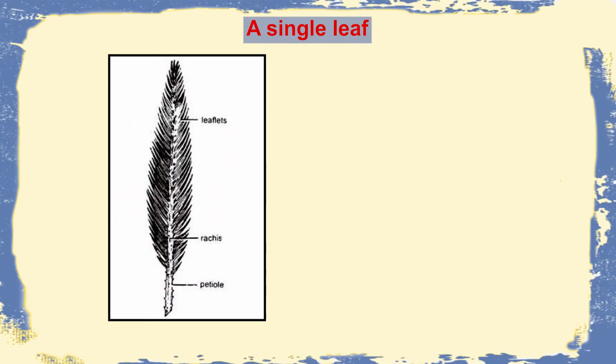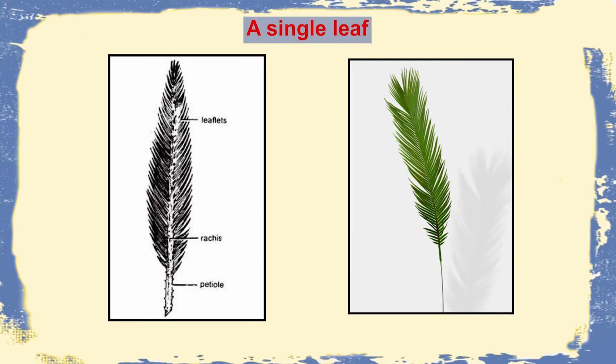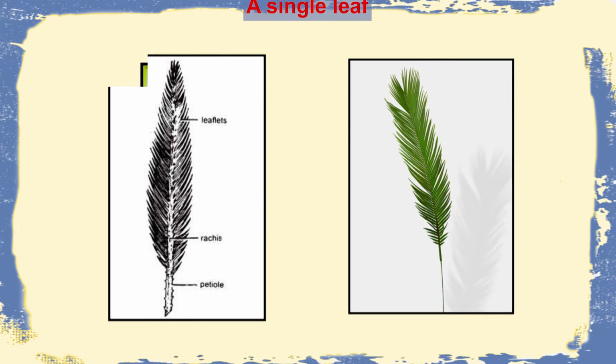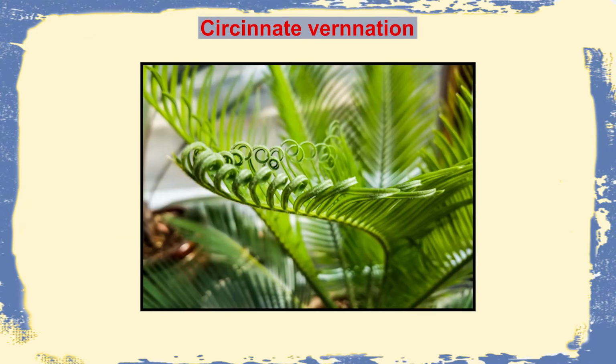The leaves, as we can see, is a compound leaf with a single rachis or leaf stalk, and the leaflets are needle-like, and this is actually protecting the plant from extreme environmental condition. The leaflets actually get matured in the form of circinate vernation, that is, they are rolled inside and gradually open outside with maturity.